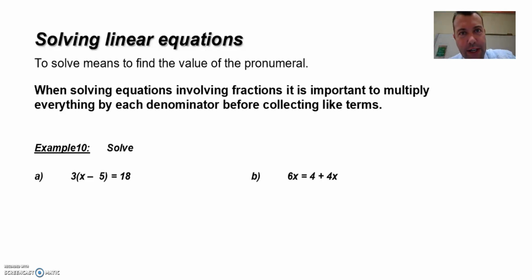Solving linear equations today. What does that mean? Well, it means that we need to find the value of an unknown in an expression that contains an equal sign. Solving: find the value of the unknown. Equation: has an equal sign. Linear means that there's no greater power of x than 1. It means it doesn't have an x squared or something like that.